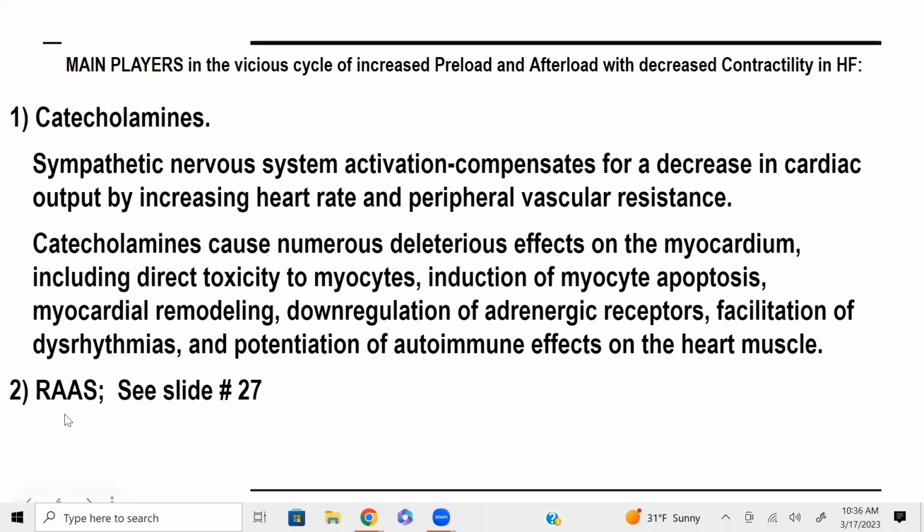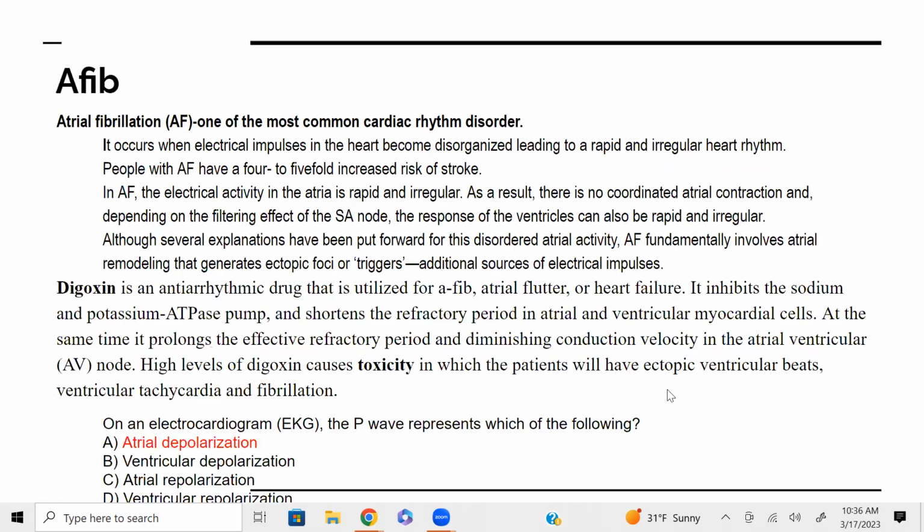And then we have RAS, the renin-angiotensin-aldosterone system. I have detailed that in slide number 2. So these are the two main players you have to know.